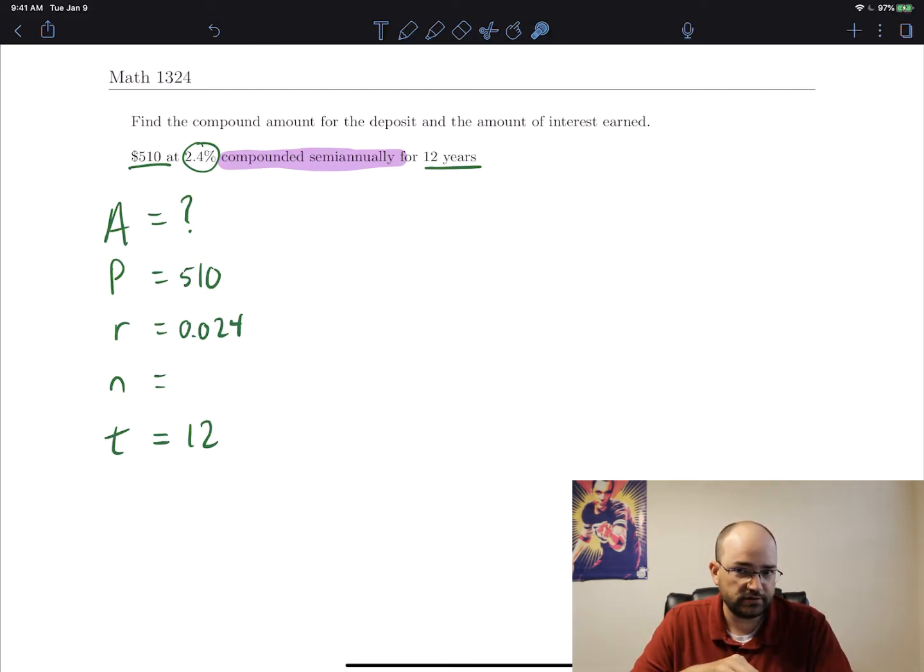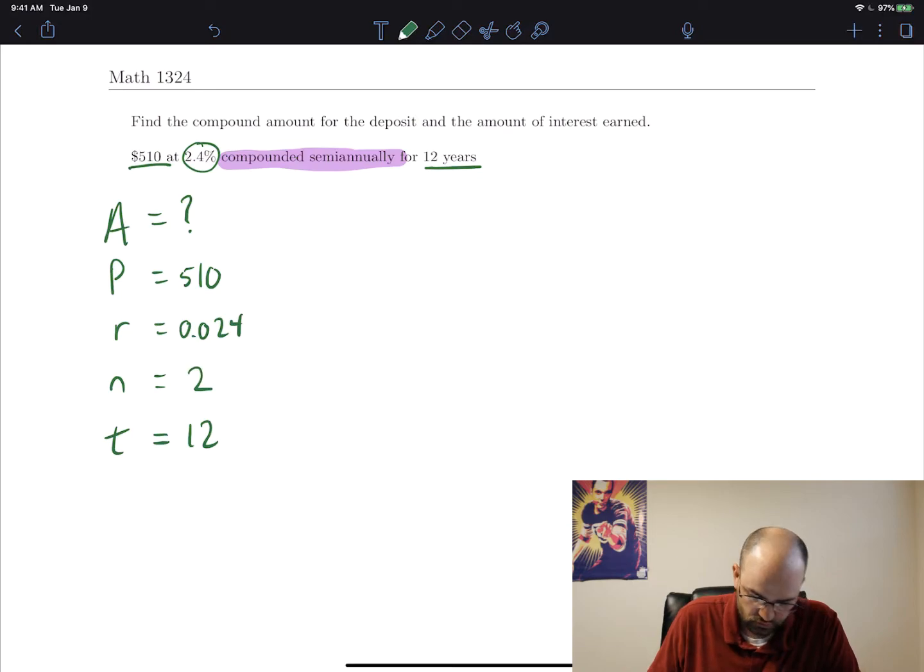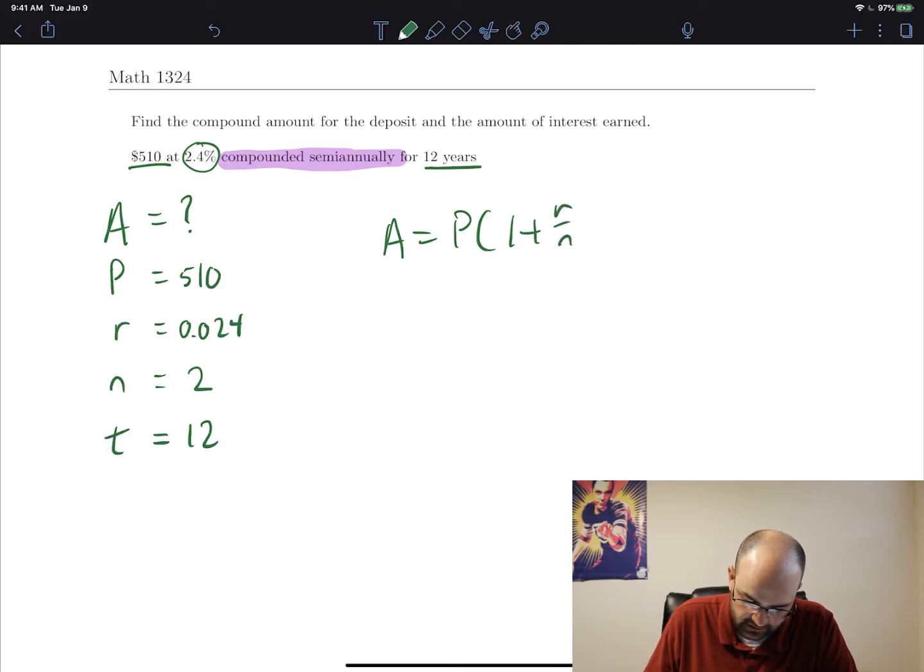Weekly is 52 times a year. And daily is, I think my math lab uses 365. If you're in accounting, I believe that's going to be 360, but in my lab math, I do believe it's 365. And it does tell you to use 365. Okay, so N in this case, because it's compounded semi-annual, N is 2. And that's all we need to do. A equals P times 1 plus R over N to the N times T. So A is going to be 510 times 1 plus 0.024 over 2, all to the 2 times 12.